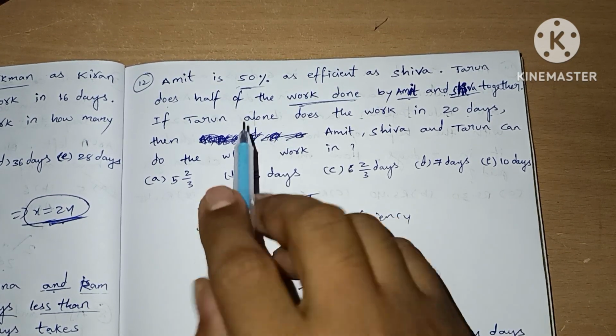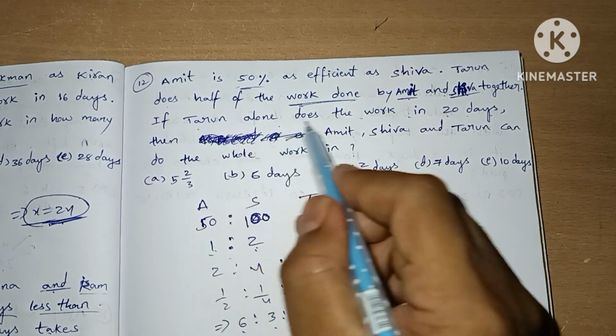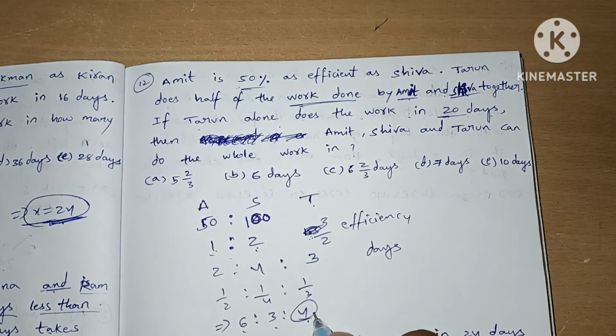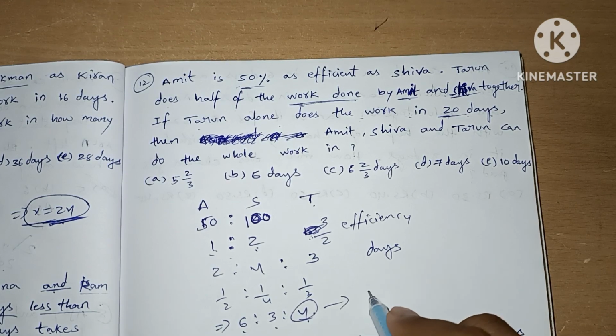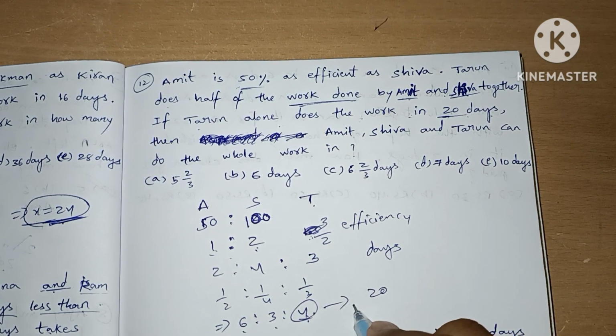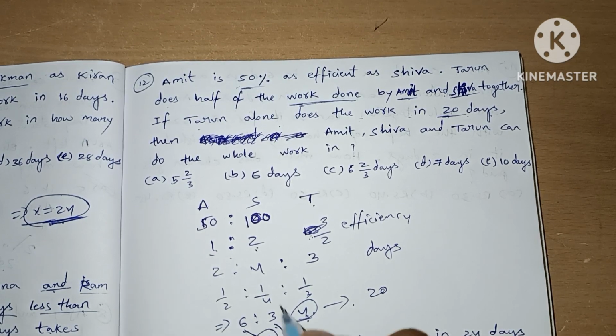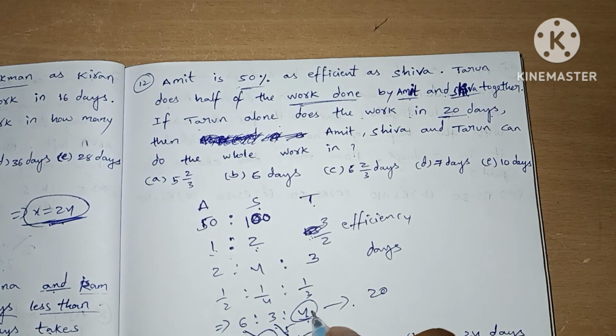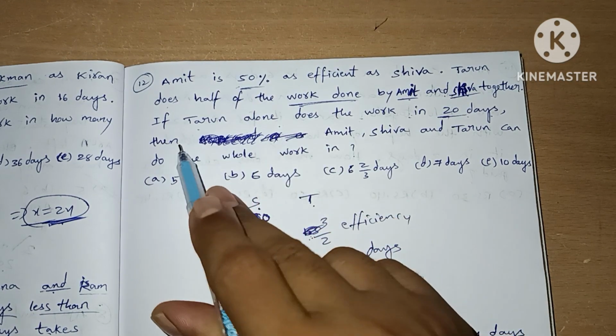Now in our question it is given that Tarun alone can do the work in 20 days. So Tarun is 4 parts. 4 parts value is 20, meaning 1 part is 5. So 3 parts will be 15 and 6 parts will be 30. So Amit can do it in 30 days, Shiva can do it in 15 days, and Tarun can do it in 20 days. Let's see what is the question asked.